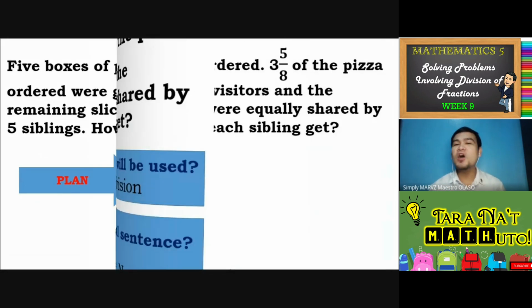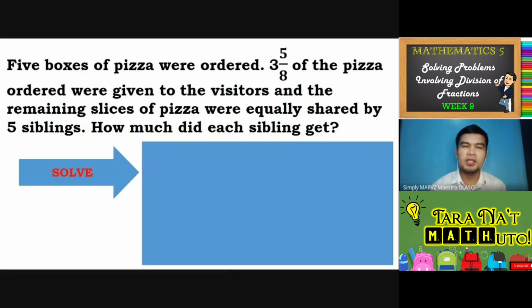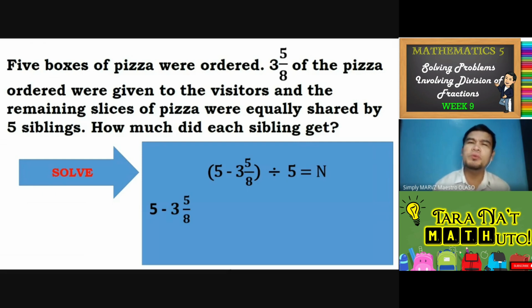Naintindihan? And now, let us execute the plan by solving the problem. Okay, since we are talking of two operations, let us solve first the numbers inside the parentheses, di ba? PEMDAS, yes. We have 5 minus 3 and 5/8. So balikan natin, how do we subtract this one? Since whole number ang ating minuend, ano ba ang gagawin natin? We will regroup. Tandaan nyo, paano ba mag-regroup? 'Di ba, tinuruan ko na kayo. Babawasan natin yung whole number ng isa.